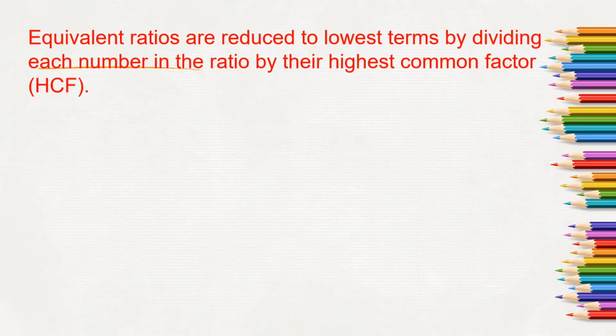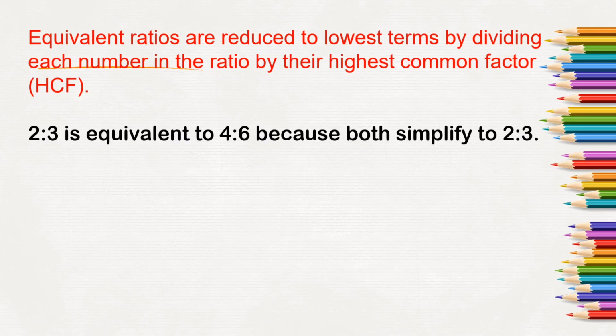Equivalent ratios are reduced to lowest terms by dividing each number in the ratio by their highest common factor. Look at the first example here. 2:3 is equivalent to 4:6 because both simplify to 2:3 itself. See, 2 times 2 is 4 and 2 times 3 is 6. So 4:6 is equivalent to 2:3.